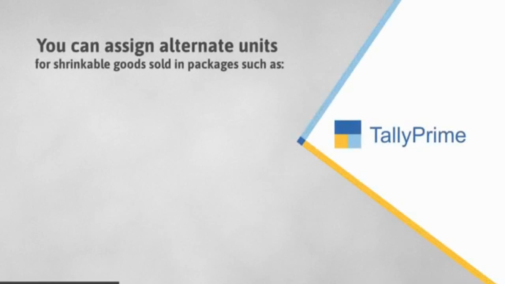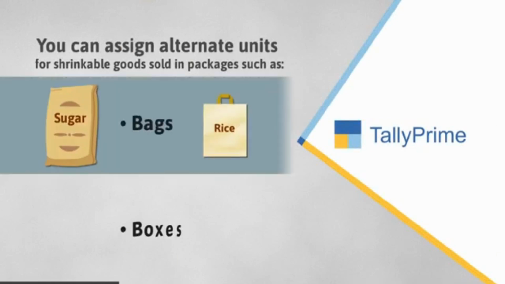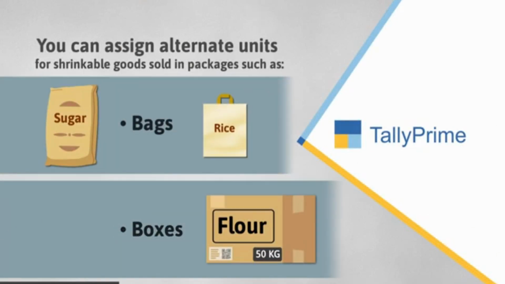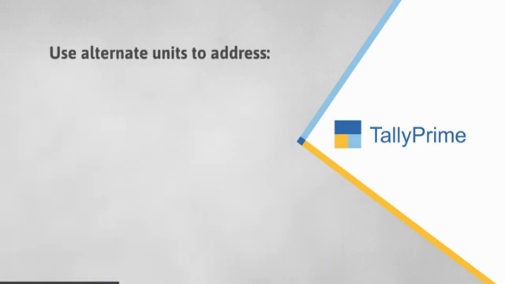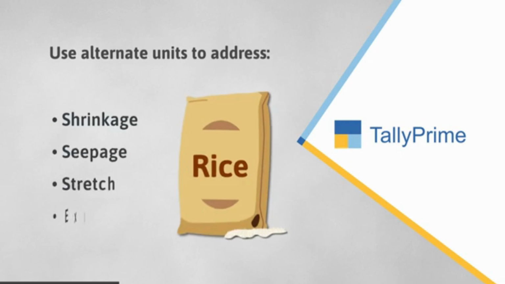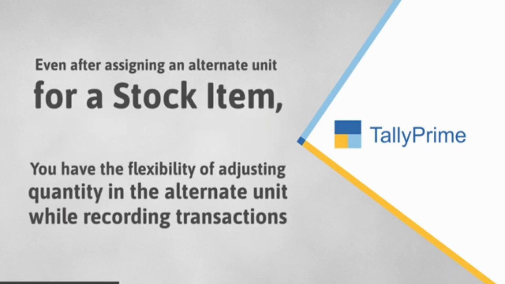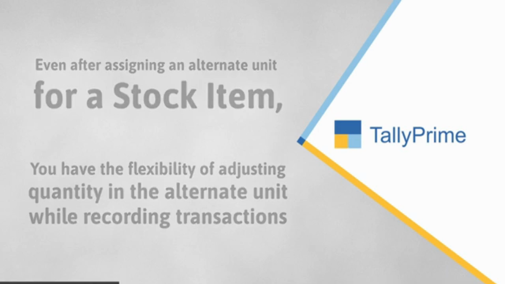Using the alternate units feature, you can assign flexible units for goods that are sold in custom-sized bags or boxes. This helps you address the shrinkage or seepage and stretch or expansion of goods due to natural causes. What's more, once you assign an alternate unit for a stock item, you can do quantity adjustments in the alternate unit while recording transactions, which makes the feature all the more flexible.